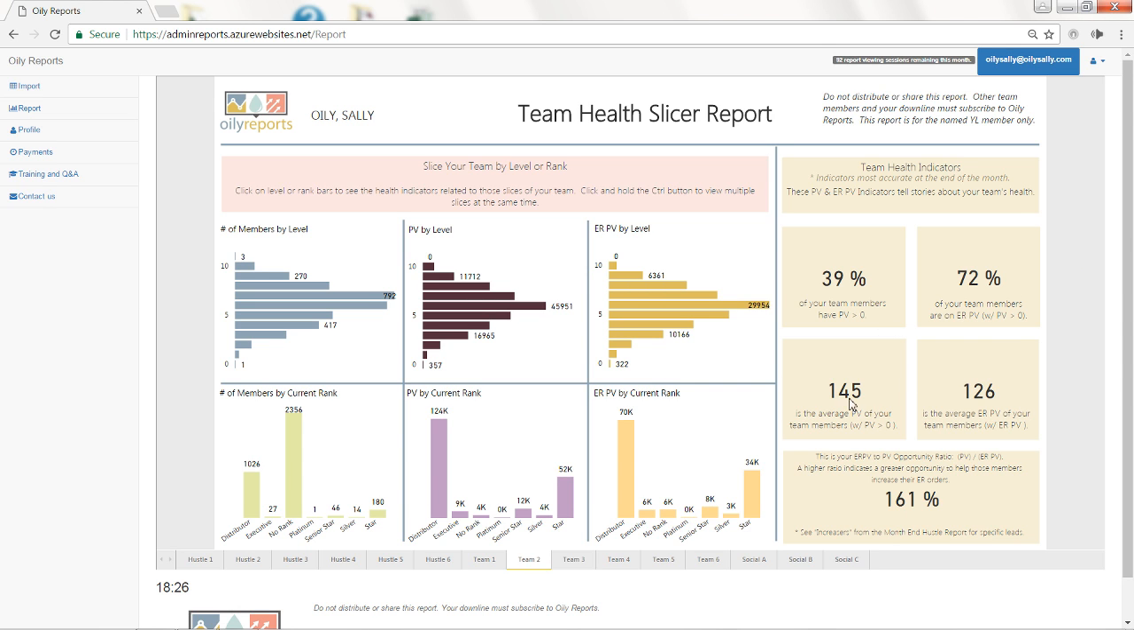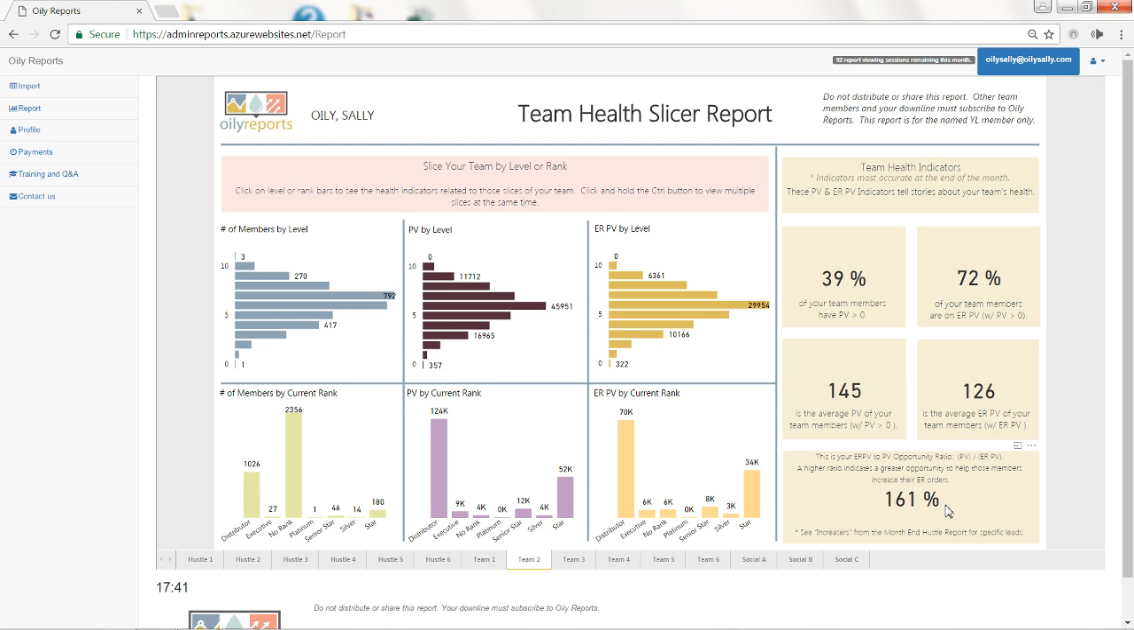The next two I'll talk about at the same time. This tells you your average PV per team member that has PV, and your average ER PV of a team member that has ER. So 145 and 126. So you can start to see the difference between these. You can see 145 minus 126, and you calculate what that is, and that's how much more they're spending in a month. So $19 more in a month on the average PV that's not on ER. So that's related to what percentage of your OGV is coming from ER.